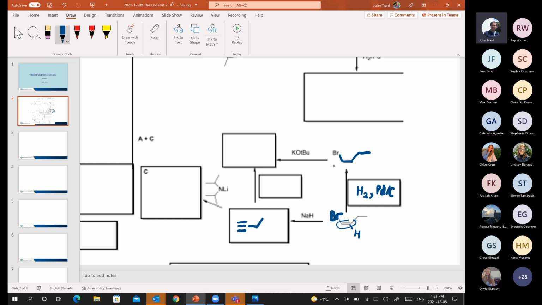Then what happens if I treat this bromine molecule with potassium t-butoxide? Why does it make a triple bond? It's an elimination. It's a strong base, and you can make the triple bond by eliminating hydrogen. Yeah, so you're going to get a double bond. Thanks, Alyssa. It's kind of similar to this guy in the bottom right, except it's got no bromine.